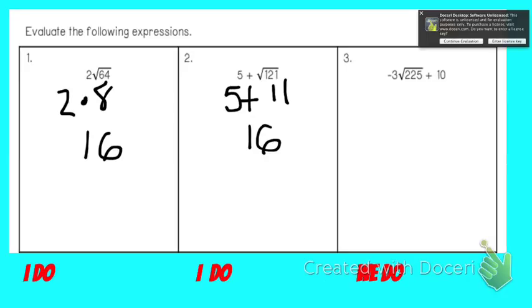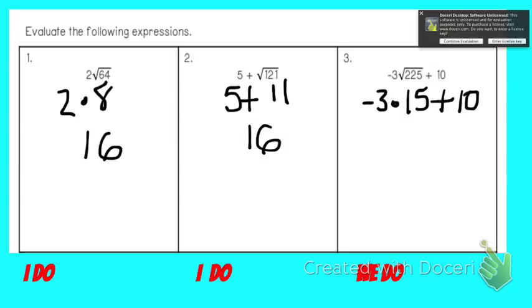So what is the first thing I need to do? I need to figure out what the square root of 225 is. And what is the square root of 225? 15. So I'm going to say negative 3 times 15. And I'm going to bring down the plus 10, because I haven't done anything with the plus 10, have I? Okay, it's very important that you bring everything down.